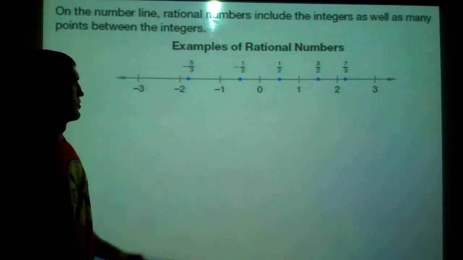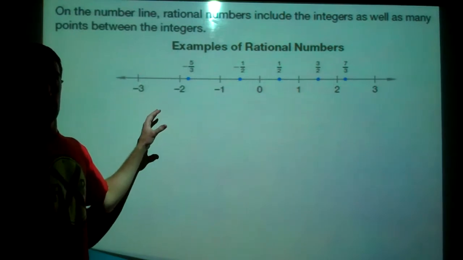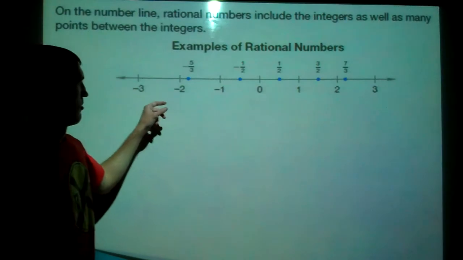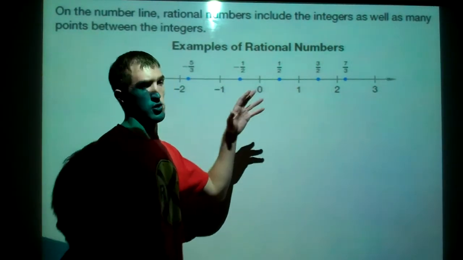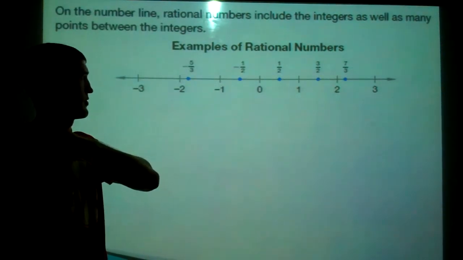Alright, so if we have a number line here, these are all rationals, and some of them are more than one thing. This is an integer, it's a rational. This is an integer, it's a rational, and it's a whole number. So you can have numbers that are part of more than one group or one set.